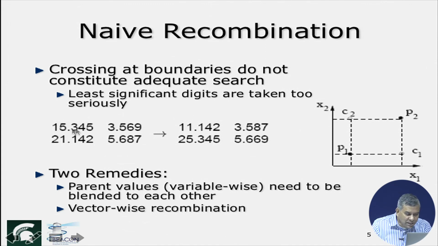So let's say I have chosen, I think, here the first site. So I've got 11.142 and 25.345. And here I think I've chosen at the second site. So 3.587 and 5.669. It's a crossover. Is that an efficient one? No. Why not? You're right, it's not. Why not?